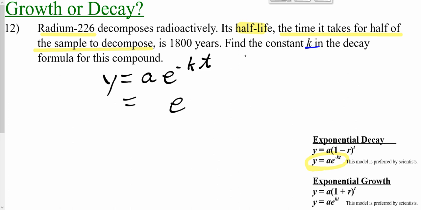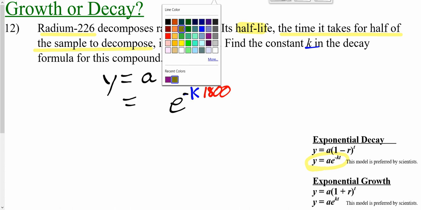You know you're asked to find K, and then you're told some time here. Now, what about your initial amount? What about your final amount? They don't give you that. However, you could use whatever you wanted.